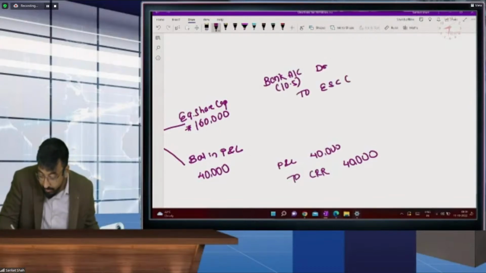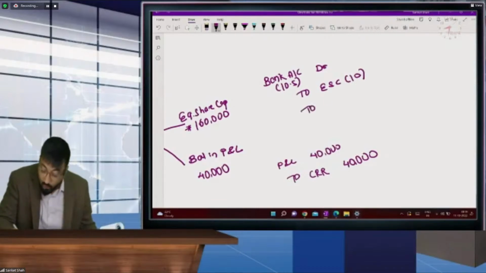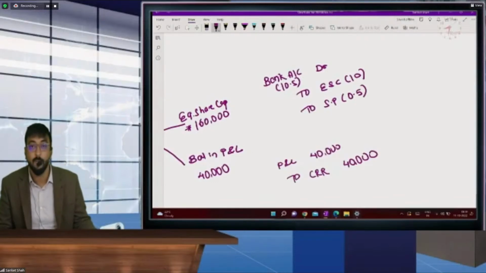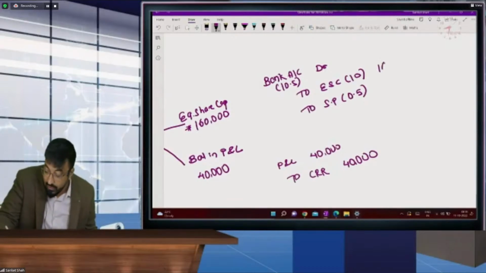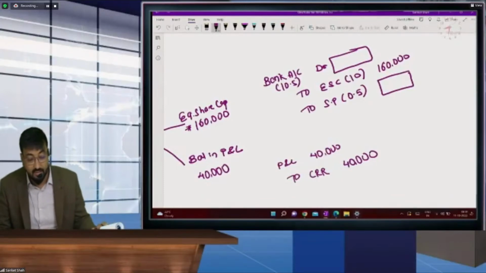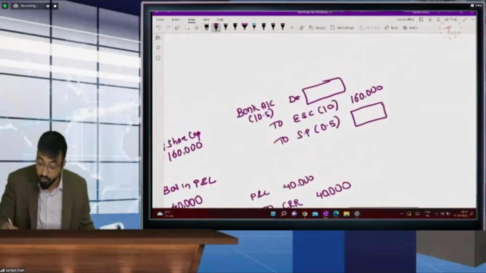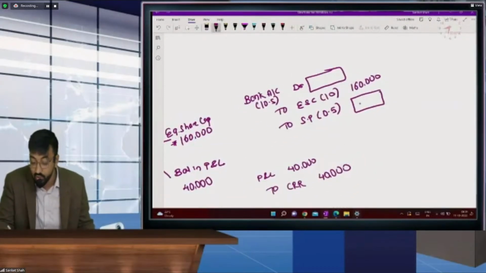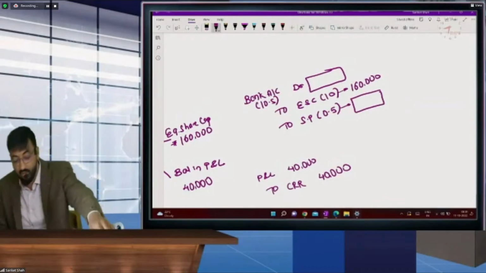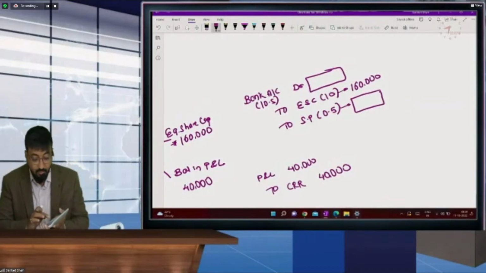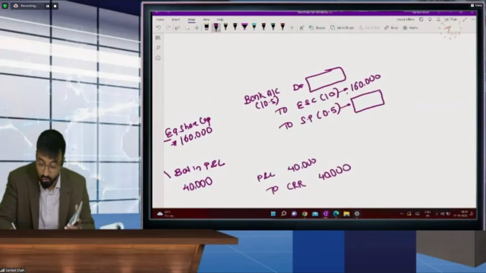To equity share capital, which is always shown at face value, and to security premium is 0.5. To maintain the capital structure, I want to maintain 1,60,000 as capital structure. So for 0.5 and 10.5, how many shares am I going to issue? 16,000 shares into 0.5. So what is the value, beta? 1,60,000 for 10. It's a simple cross multiplication: 1,60,000 into 0.5 divided by 10. It's a cross multiplication. 8,000. And this is 1,68,000.